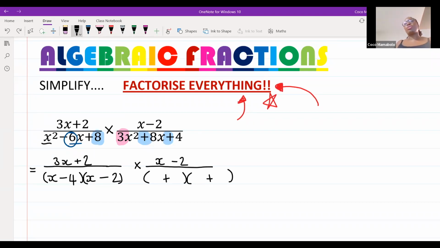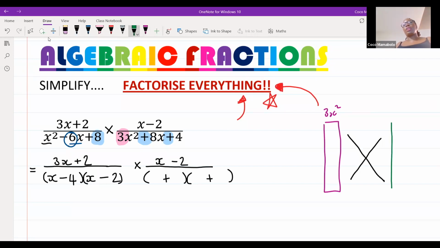So what am I going to do, guys? I'm going to use the cross method. Okay, we're going to use the cross method. And over here, we're going to look for the factors of 3x squared. And on this side, we're going to look for the factors of my last number, which is 4. So 4 goes on this side, and my 3x squared goes over here. All right, and then we're going to look for the factors of 3.